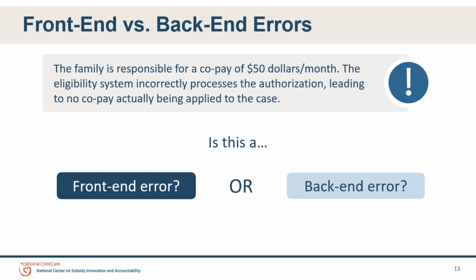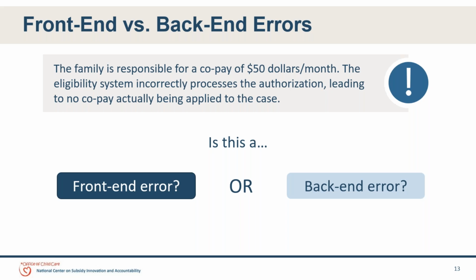Ooh, looks like we have a mix here. We have some say front end and some say back end. About 50-50. Yeah, it does look about 50-50. So in this situation, this is a front end error. It happened at the time of eligibility while the eligibility worker was processing the case. Yes, it's a system error. However, it happened during the eligibility determination. This is a front-end error and is counted as an error for the improper payment process.